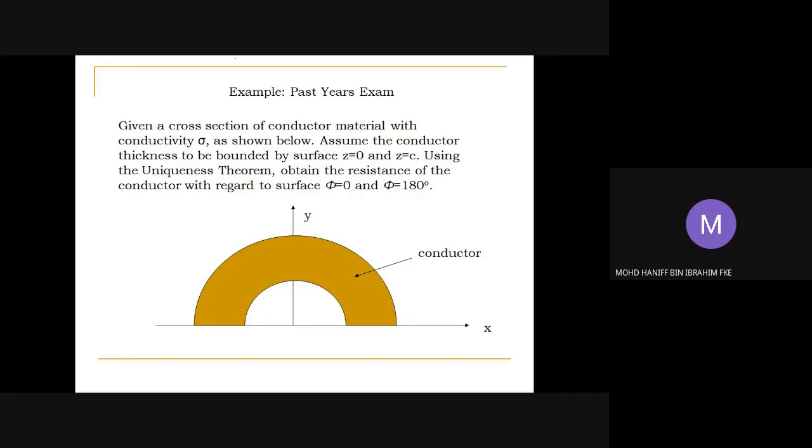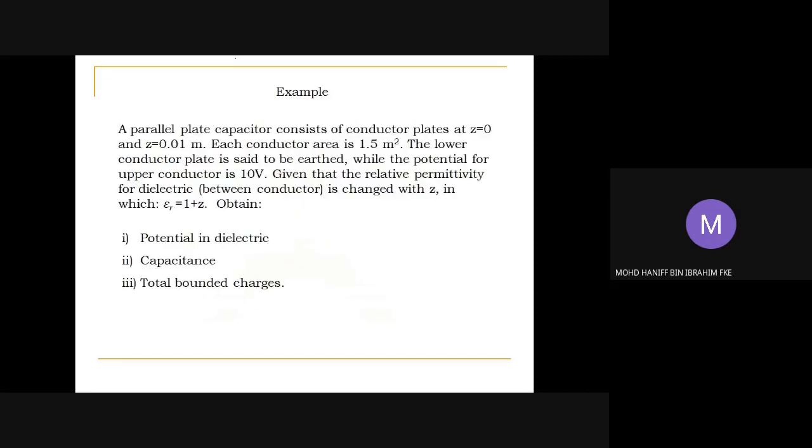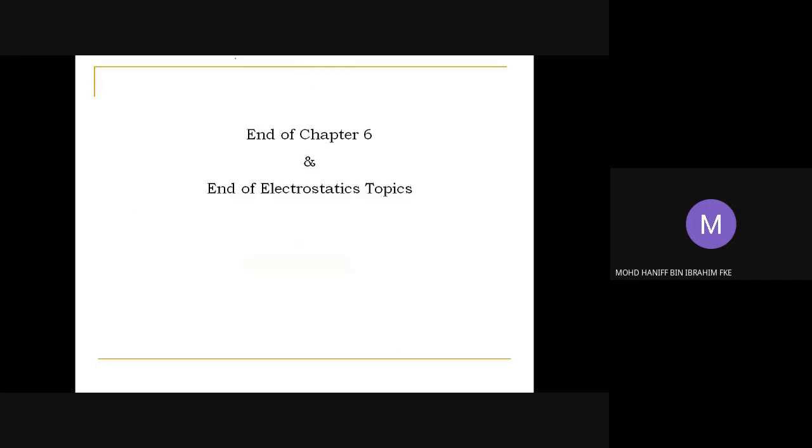I hope that you can try to do this on your own, on the past year's final exam example, and also on this example here. So that's the end of chapter 6, and that should be the end of electrostatics. We have successfully covered the topics of electrostatics, from chapter 2 to chapter 6.